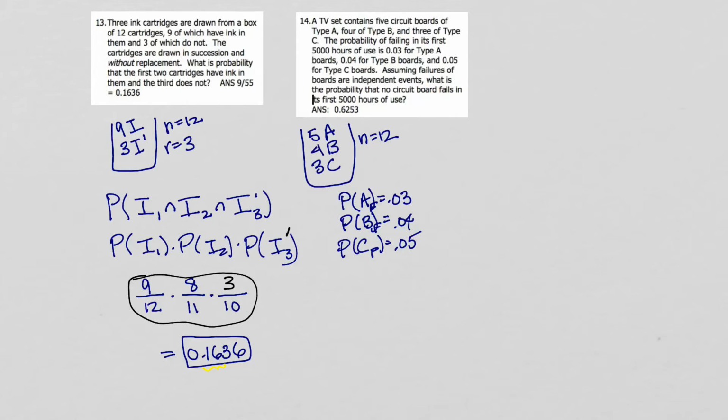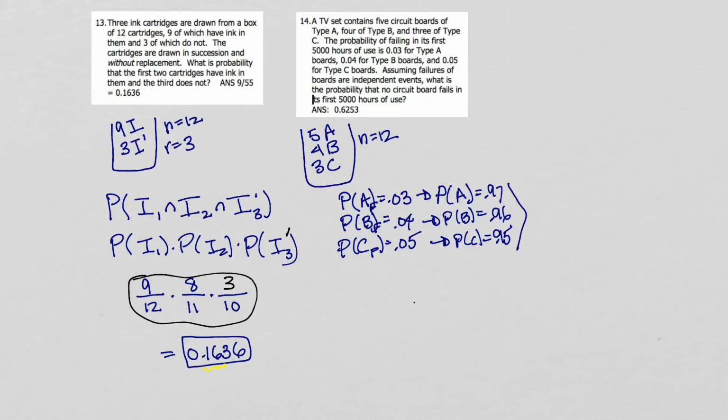All right, so we have no circuit boards failing here. So what we're going to have is, we got 12 circuit boards all together. So we're going to have no failures for A. So what we want is this. We want no failures for A. Now, the probability of A failing is 0.03. So the probability that A does not fail is 0.97. The probability that B does not fail is 0.96. And the probability that C does not fail is 0.95.